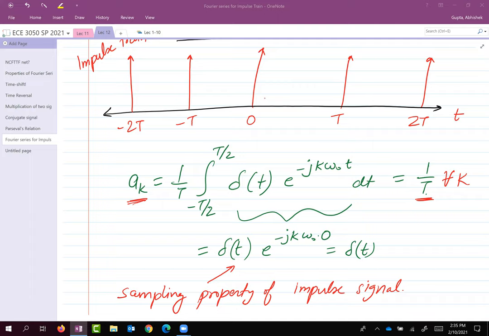But because it's periodic, it has a Fourier series expansion. And the Fourier series has the same strength for all possible harmonics. It's a very special class of signal.